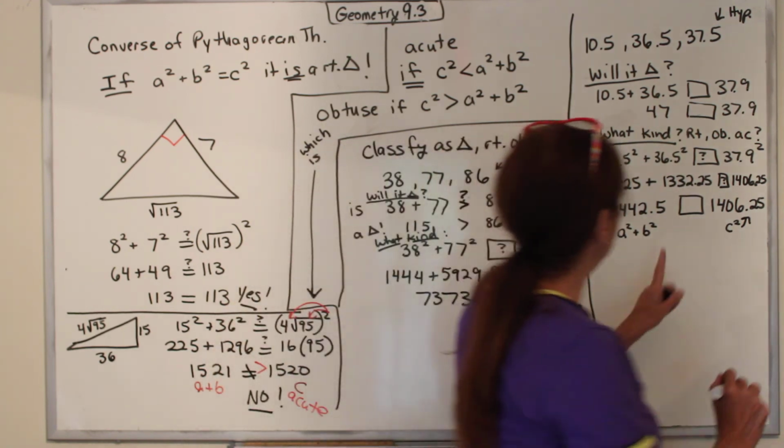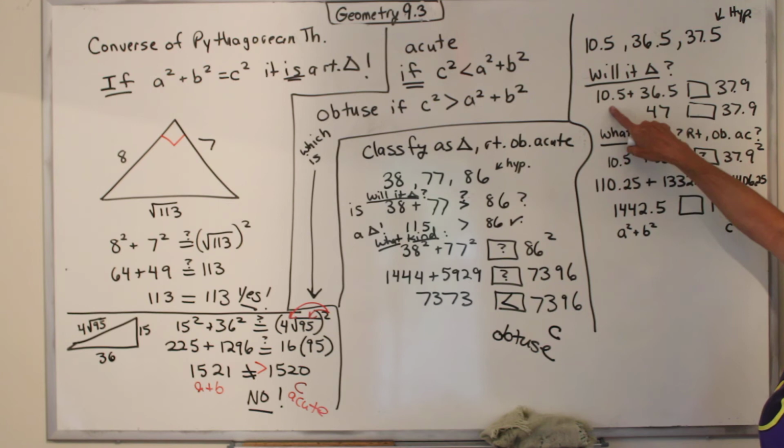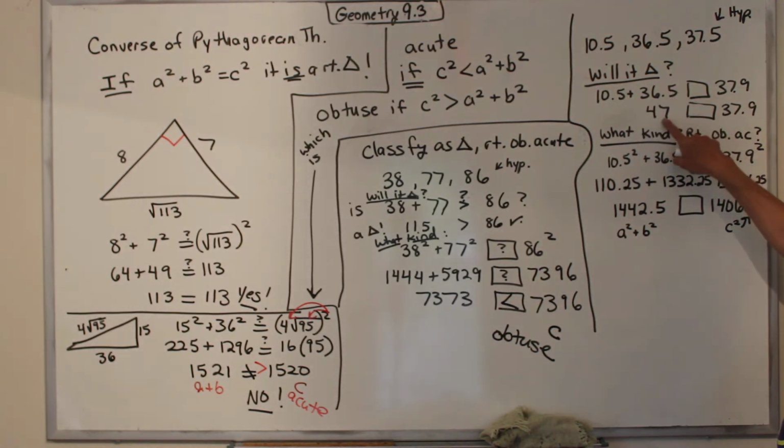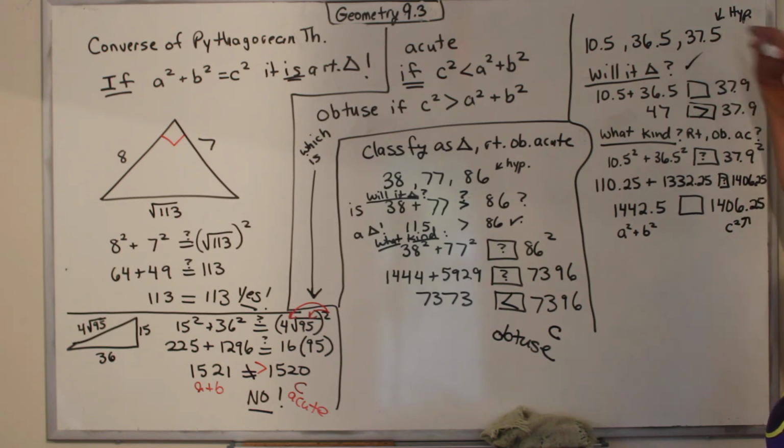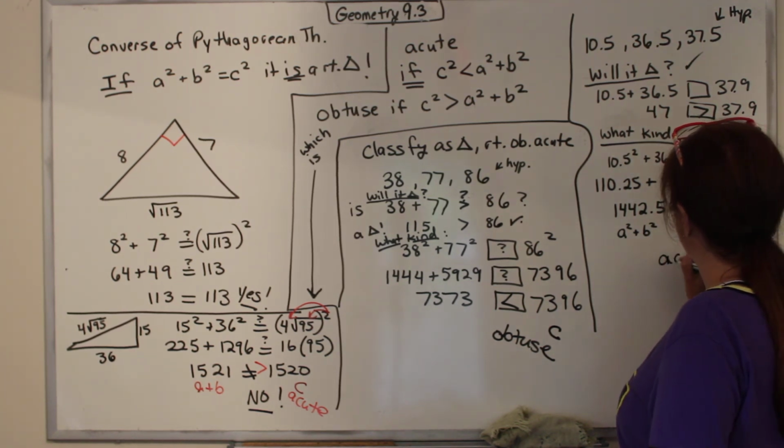Okay? Now, one more time. Which one's the biggest? That one. Will it triangle? The two legs are bigger than the side, so yes, it will triangle. What kind of triangle? We're going to square A and B and C, and add up A and B. Which one's bigger? A and B is bigger than the C, so the C is less, so it's acute.